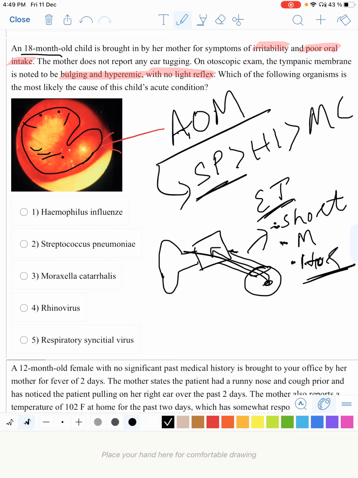So the organism here is again Streptococcus. Oh, they gave us Haemophilus as well. They gave us Streptococcus. They gave us Moraxella. So what should be the most common? The most common is Streptococcus pneumoniae.